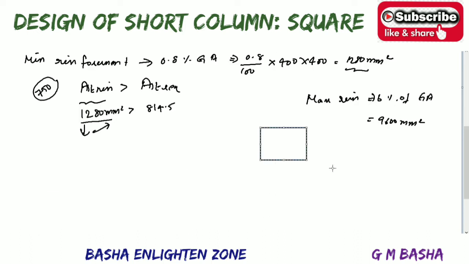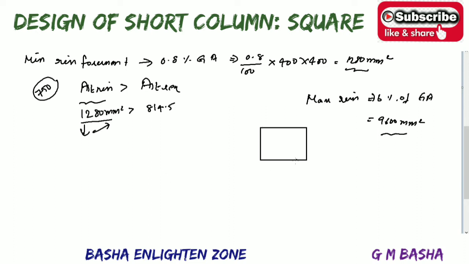So 6% of the gross cross sectional area is around 9600 mm square. After solving the problem, you will get an area of steel of around 2000 to 2500 or below only. So don't exceed this value. No problem, we are within the limits only.